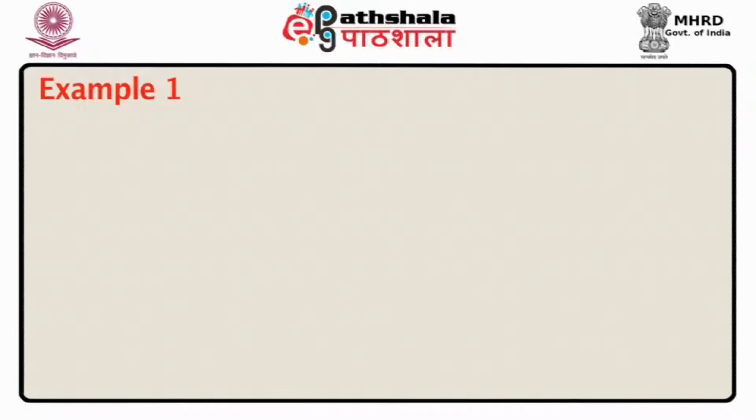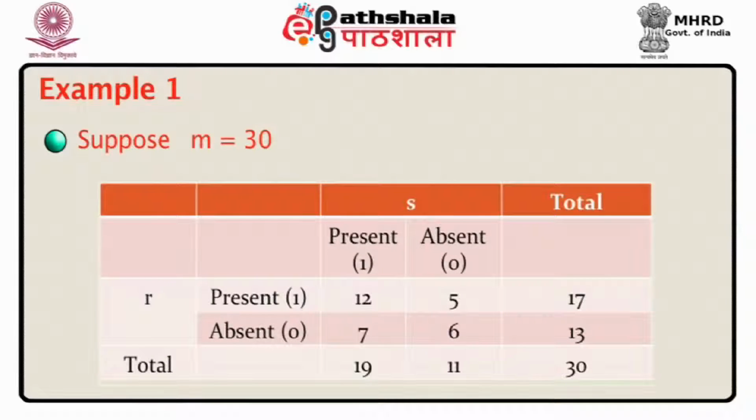Let's look at an example. The first example, suppose we have M equal to 30. So it's a 30-dimensional vector. There are 30 characteristics which we are looking at. And the table looks something like this. So it's a present absent type of table, and there are 12 characteristics which are present in both R and S. There are 5 characteristics which are present for R but not for S, 7 which are present for S but not for R, and 6 which are absent in both R and S.